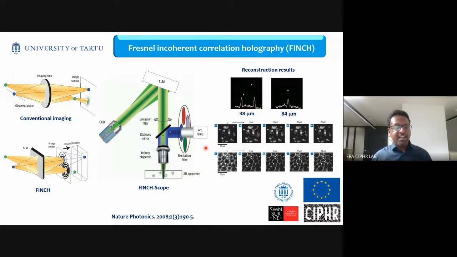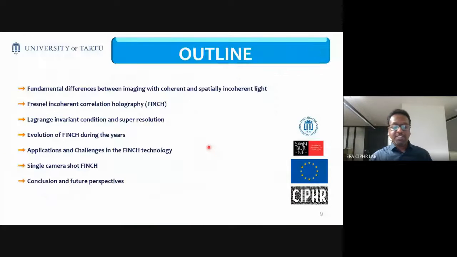But later, they found an even more convincing reason to use Finch. This definitely is an advantage, but later they found that Finch also exhibited super resolution. Okay, so that's what I'm going to explain to you next. So what is the Lagrange invariant condition and how to break it to achieve super resolution?